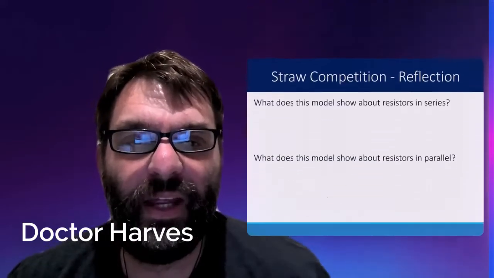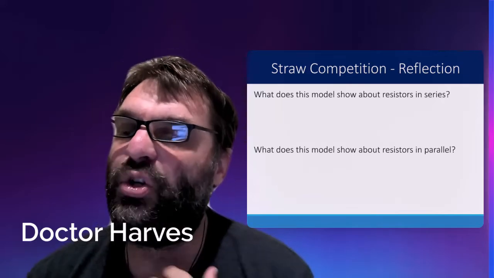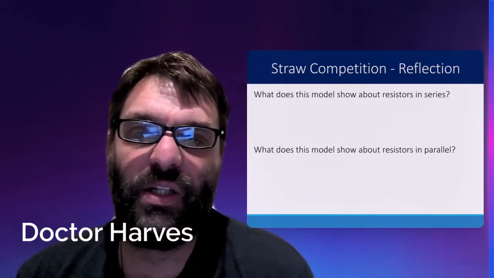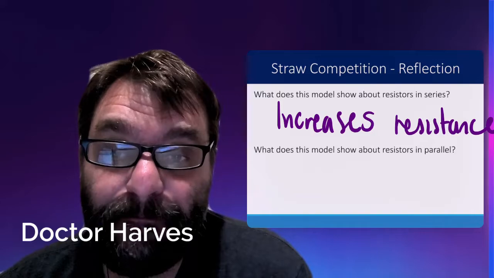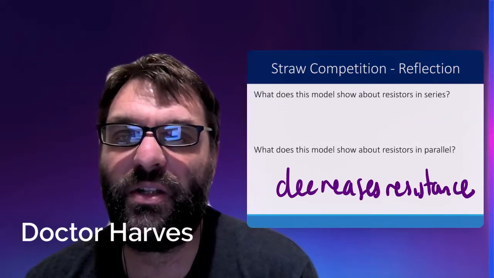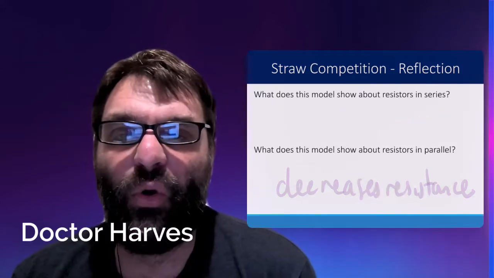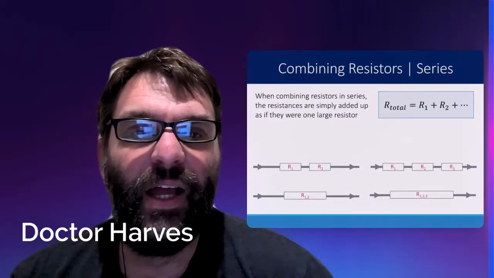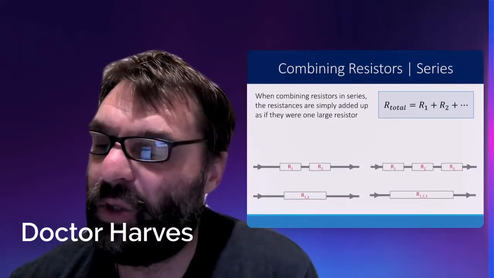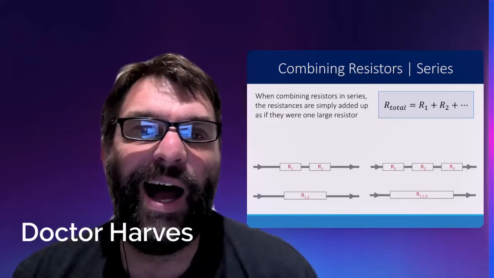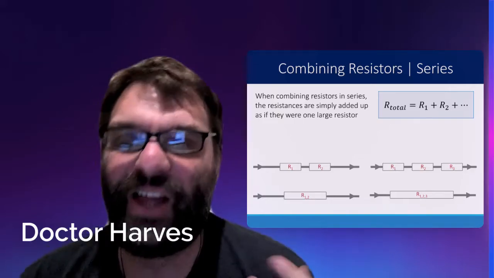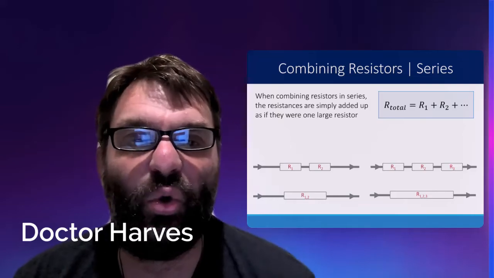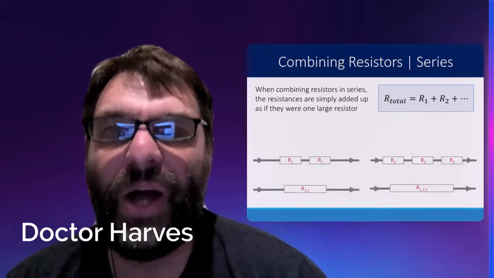Okay, which shows that as you add more resistors in series, the resistance will increase, and as you add more resistances in parallel, the overall resistance will decrease. So when combining resistors, this is the following equation for series circuits. R1 plus R2 plus R3, etc. will equal the total resistance. Okay, just adding them up, the sum.